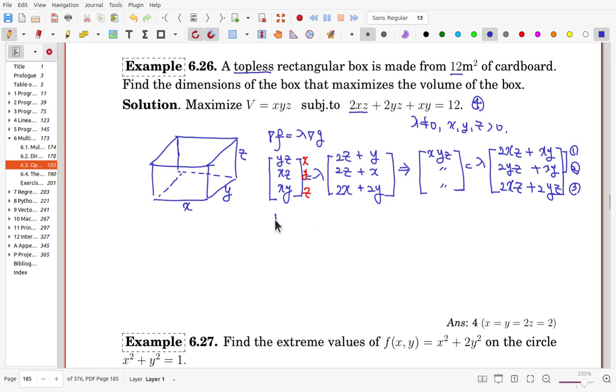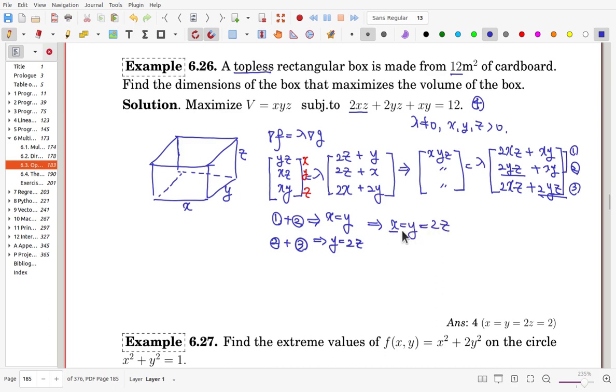From 1 and 2, we can get x equals y, right? How about 2 and 3? Left-hand side is the same. Lambda is non-zero, so the right side must be the same. Now this one and that one are the same, and x is common, so y must be 2z. So here we now have x equals y and y equals 2z.